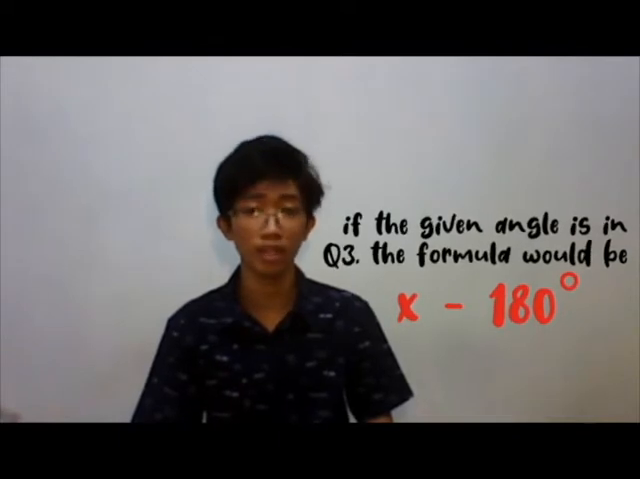For example, if you have the given angle of 150 degrees, 180 degrees minus 150 degrees, your reference angle would be 30 degrees. Now, if the given angle is found in quadrant 3, the formula is x minus 180 degrees. For example, if the given angle is 210, use the formula 210 degrees minus 180 degrees. Your reference angle would be 30 degrees.